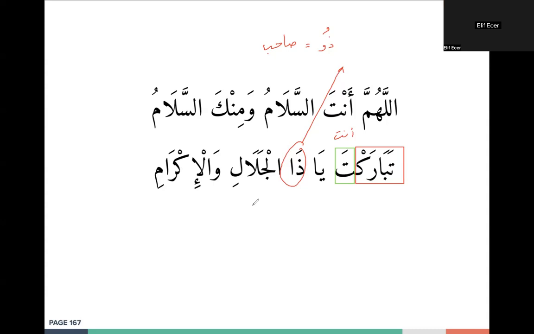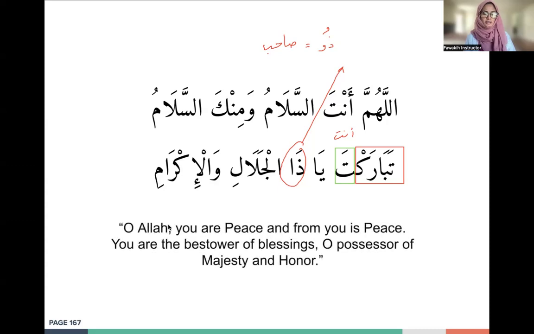Al Jalal is majesty. Majesty, na'am. Wal Ikram, it's generosity. Akrama yukrimu. Or nobility. Well, this is a different verb form. It's like the fourth form. Akrama yukrimu ikram. It's something to do with honor, nobility, generosity, but I don't know if it is to give. Isn't it to give? Possessor of majesty and honor. Okay, just hang on.